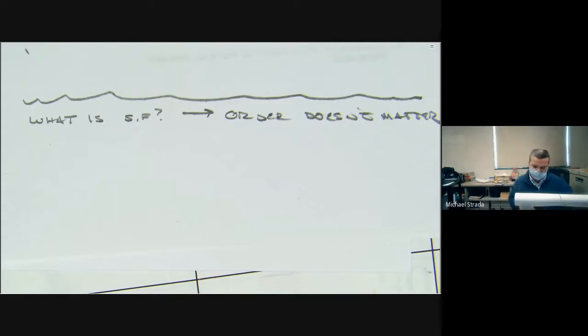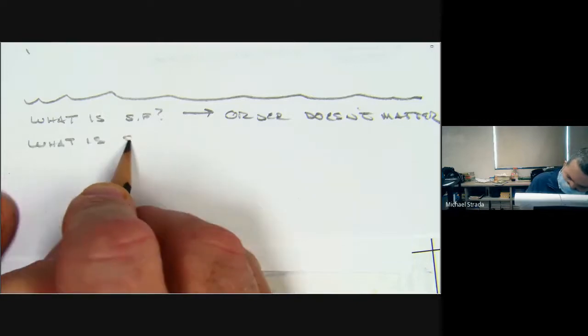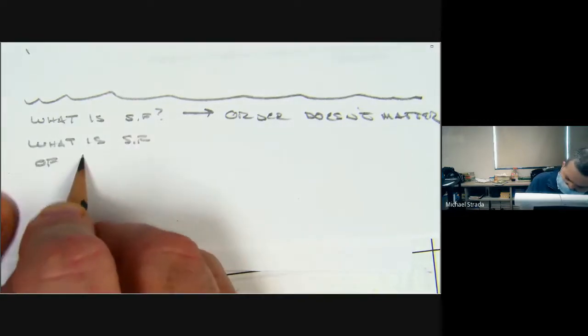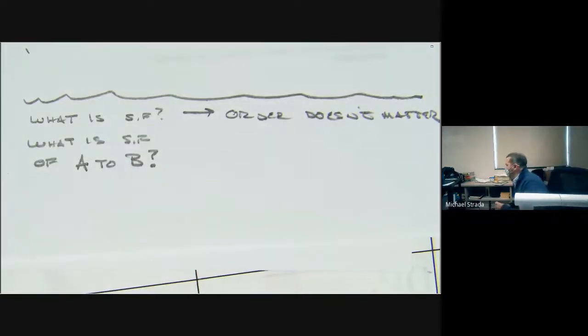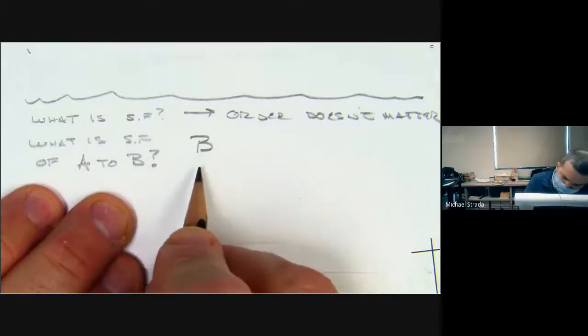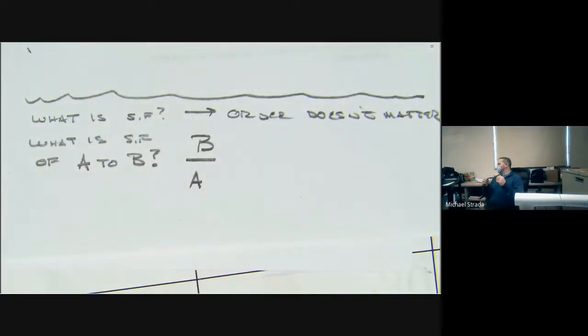When they say, what is the scale factor of A to B? Whatever comes second goes in your numerator. Whatever comes first goes in your denominator. Now order matters. So when they give you specific things to talk about, A to B, that's what you're going to do.